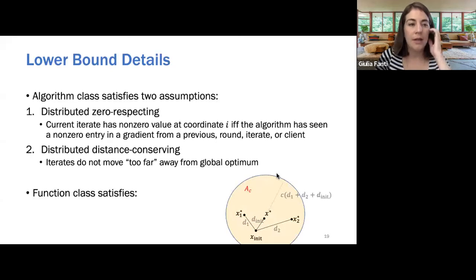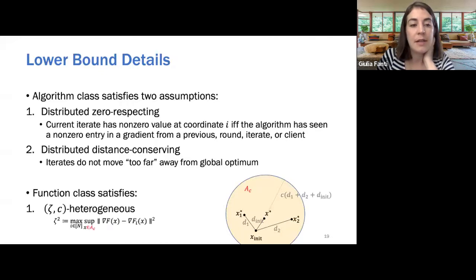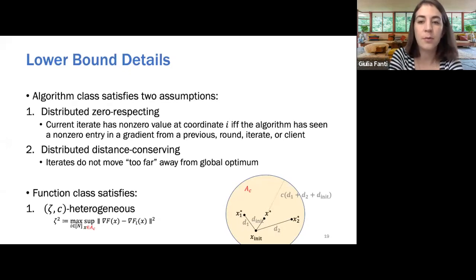And finally, another assumption that we make on our function class is that it is what we call zeta C heterogeneous, which means that we're taking the exact same heterogeneity expression from before, but we're only evaluating the sup for x that lie within this ball A sub C. Okay, so this is relevant to the earlier question about dealing with quadratic objectives. So these are the assumptions that we make for the lower bound, and then basically the structure follows the structure of Woodworth.